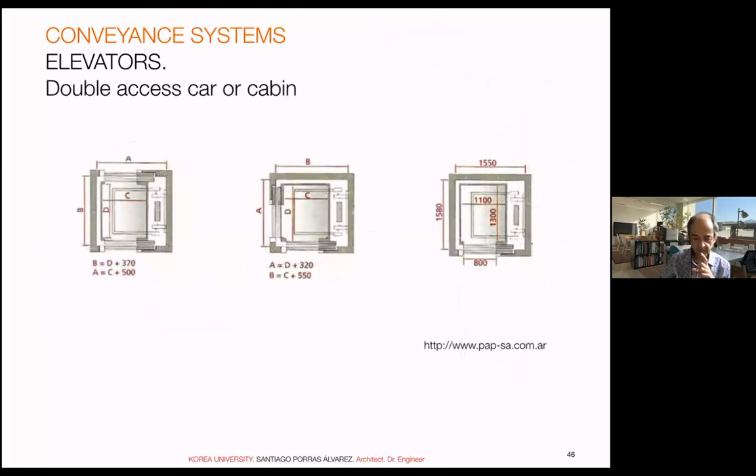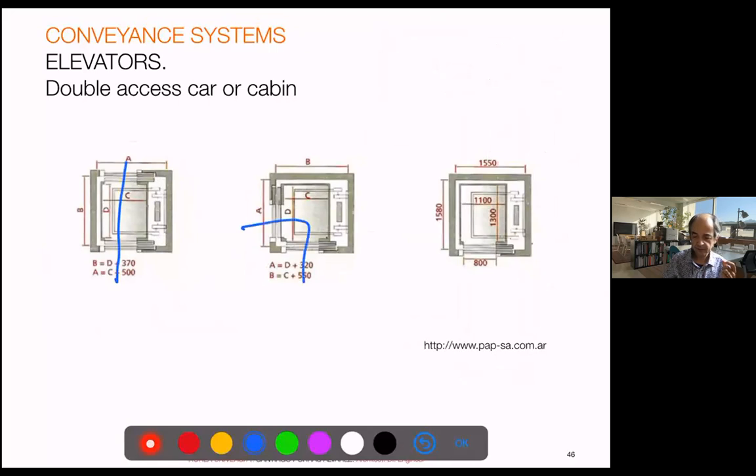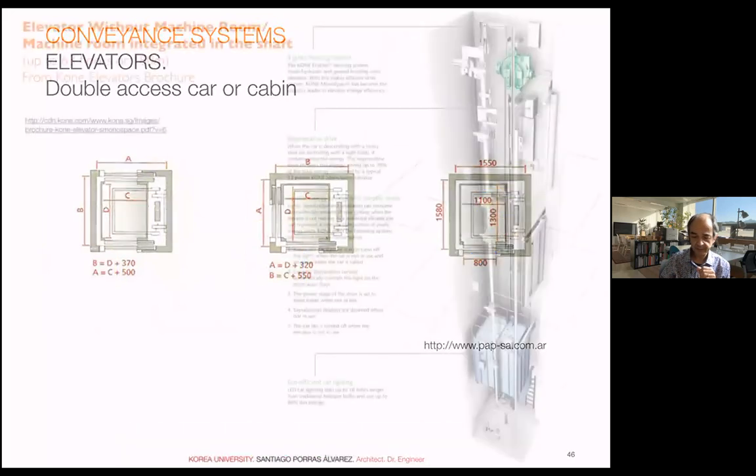And something which is interesting also is the dimension for double doors. They can be in the corners or opposite, or it can be simple, right? 800 is the minimum for accessibility. Be careful because some codes will ask for 900. Just look at the basic minimum cabin for a wheelchair. It will depend on the codes.